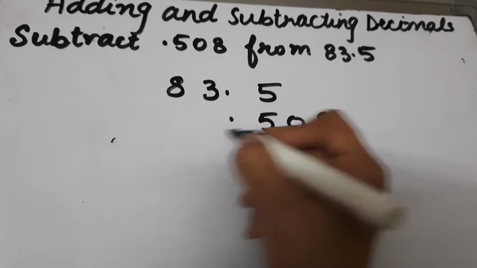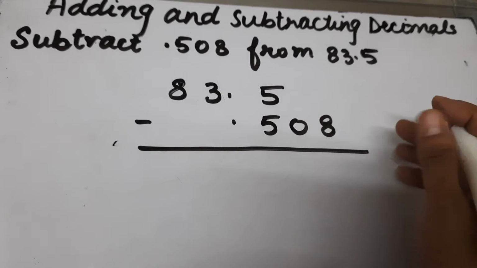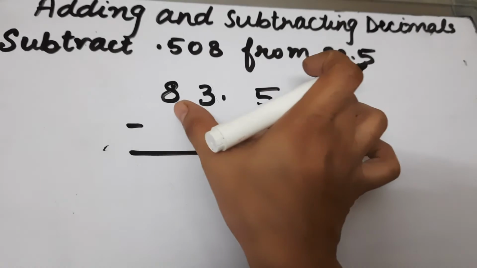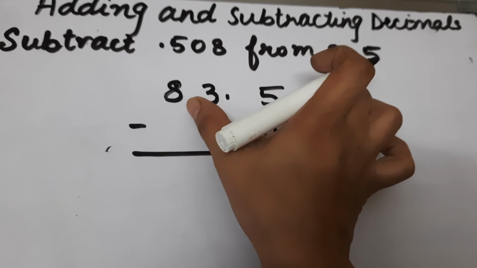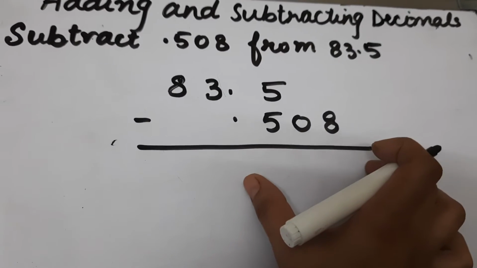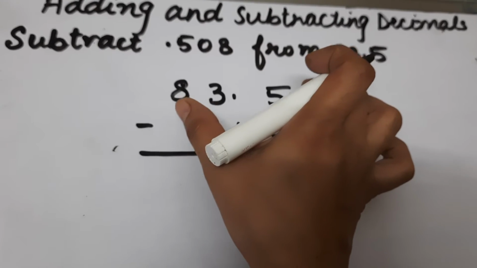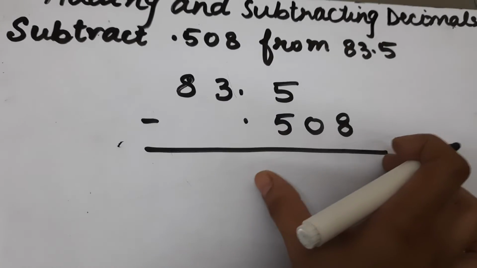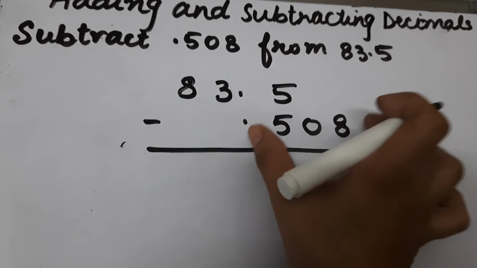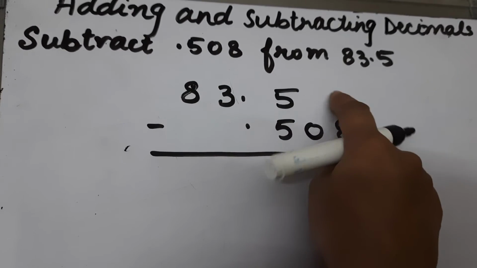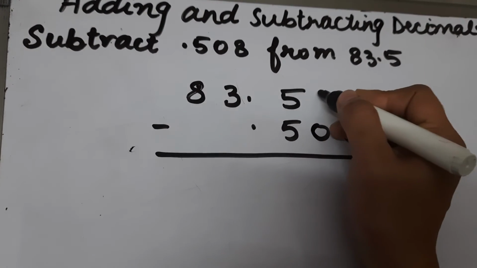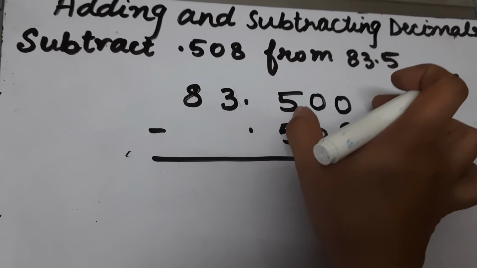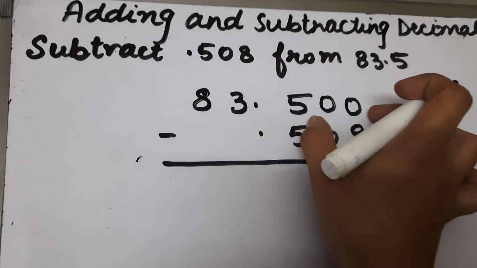0.508 from this. The thing we have to keep in mind while subtracting is that the larger number, the minuend, should have at least the same number of decimal places as the smaller number, our subtrahend. Now here there is no digit, so we will convert it into an equivalent like decimal by placing zeros here.